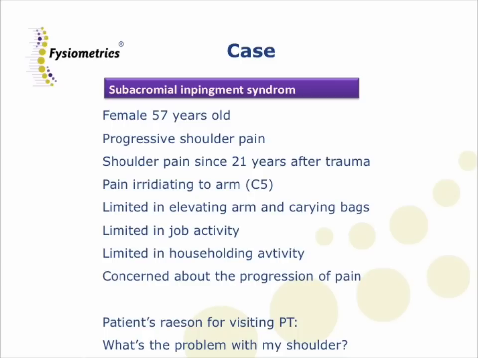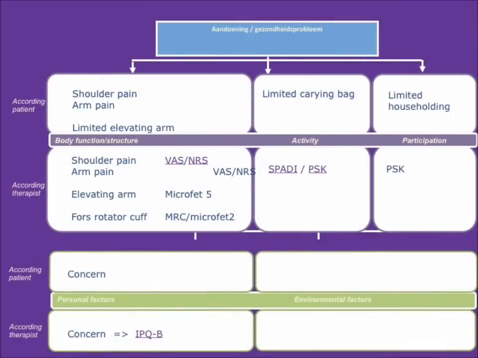So, how will this look? It looks as follows. The symptoms the patient has communicated to you will be described in the top part of the domain of the ICF. Below, for example in the case of the shoulder pain, you find behind this the words VAS and NRS. These are the measurement instruments used for the objectification of the shoulder pain. Please also note the outcomes of the measurements in the form.